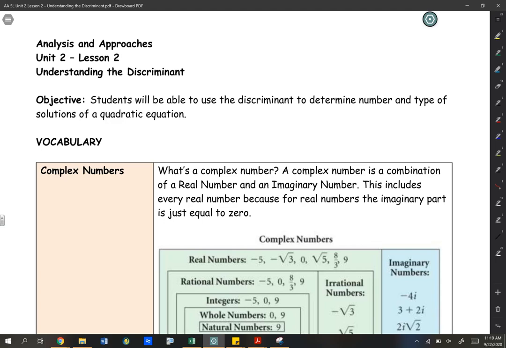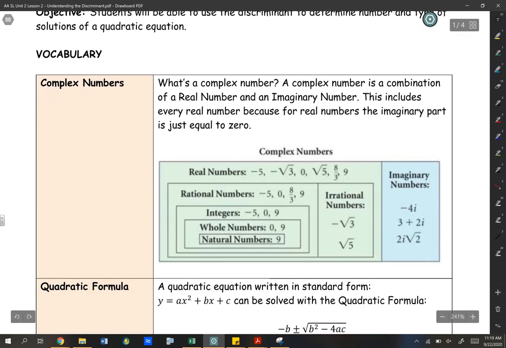Hi everyone, in this video we're going to be looking at the discriminant and we're going to learn how to determine the number and type of solutions of a quadratic equation using the discriminant. So just a review of what complex numbers are.